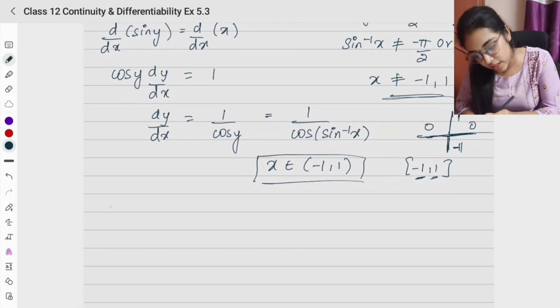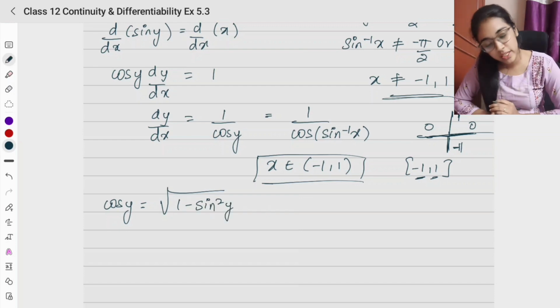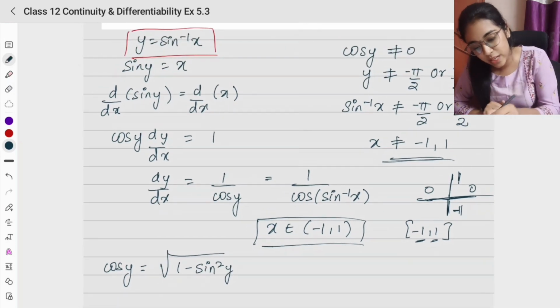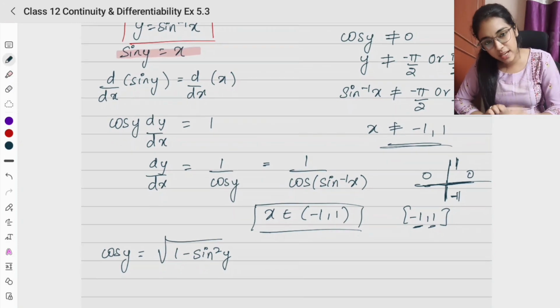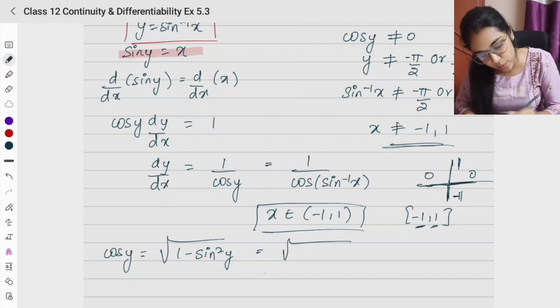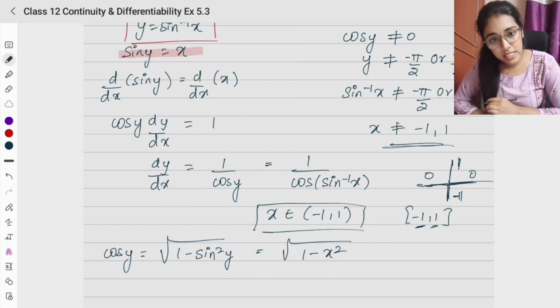So how else can we write it? My denominator is cos y. So cos y can also be written as square root of 1 minus sin square y. Do you agree? Now, what is my sin y? In the step above, I have sin y is equal to x. So what will sin square y be? It is going to be x square, so the root is square root of 1 minus x square. Correct? So you can write your final answer in terms of x also.